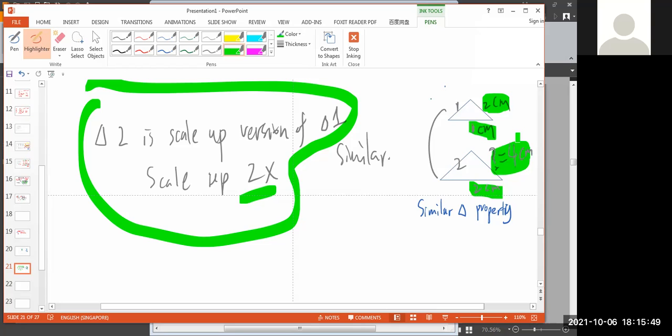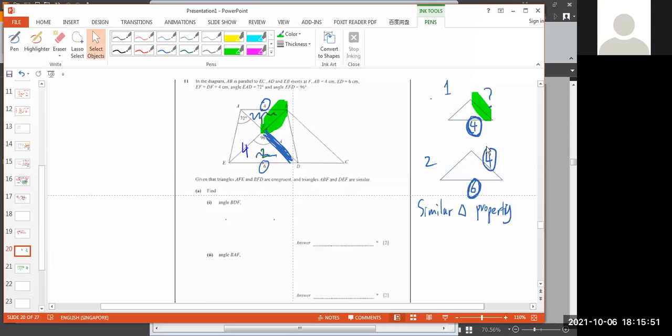Okay. So similarly, let's go back to this question. Over here, what is the scale up factor? 1.5, right? Yeah. Okay. So triangle 1 to triangle 2, the scale up factor is 1.5. So therefore, now this is 4. So small to big is scale up. So now from here is big to small. So you need to scale down. So you divide by 1.5.